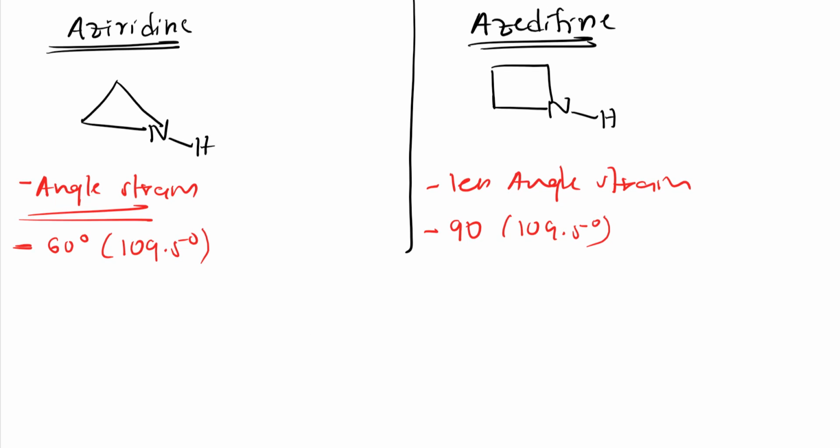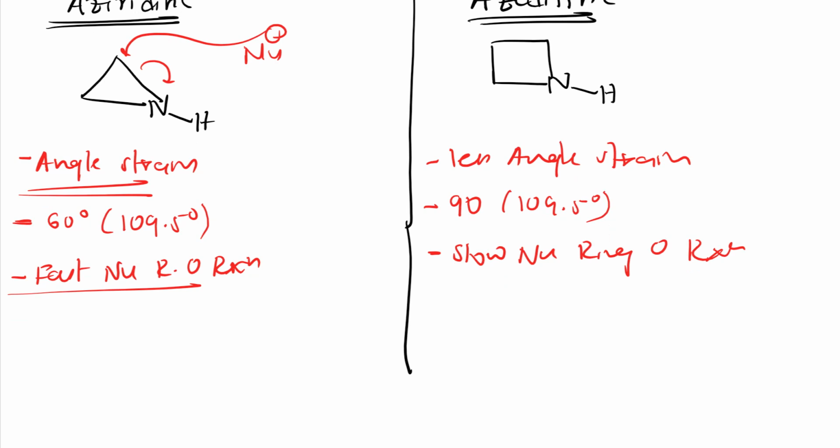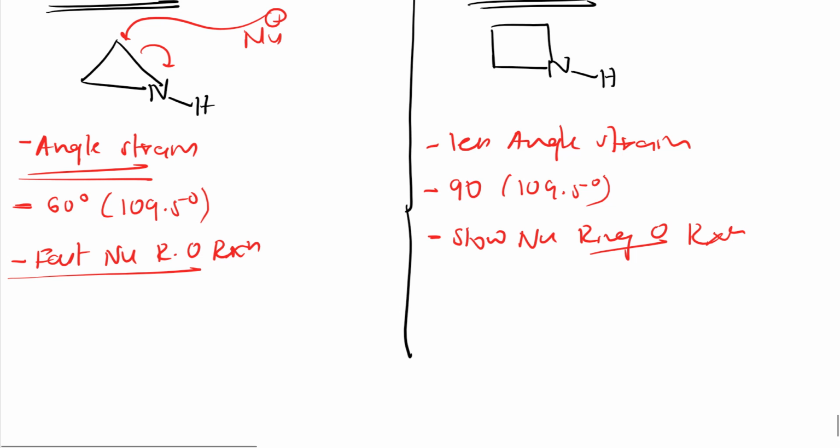So because of this angle strain, what happens? The nucleophilic ring opening reaction will be very fast. So here they will give fast nucleophilic ring opening reactions. This thing is common everywhere. Further here, it will be slow nucleophilic ring opening reactions. Just write it in shortcut form here: ring opening.